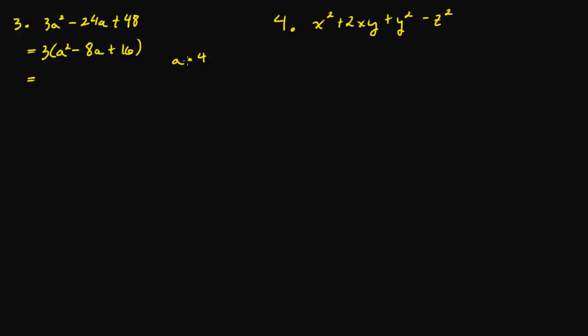So now, if we take the square root of a squared, which is a, and the square root of 16, which is 4, and we double that, that's equivalent to 8a, which matches our middle term. So this factors into 3 times a minus 4 squared, where the first term is just the square root of a squared, the last term is just the square root of 16, and I get the sign by looking at the sign of the middle term.